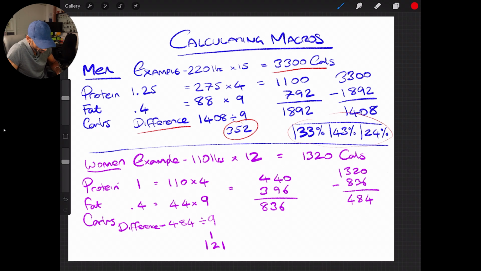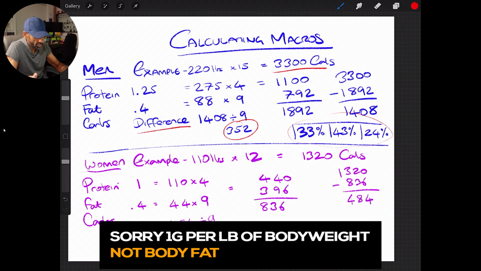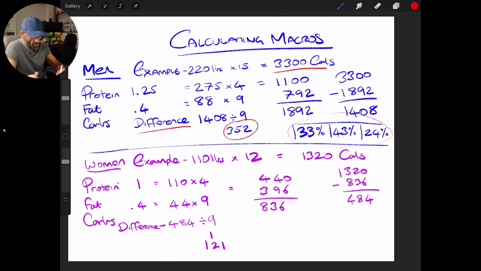So let's look at women. The women example is 110 pounds times 12. That's a general formula. It's 1,320 calories. Protein for women is 1 gram per pound of body weight, so that's times 4. Again, 4 is the calories in 1 gram of protein: 440. Fats is 0.4, 44 times 9. Again, 9 calories in 1 gram of fat: 396 calories. You add those both up and then subtract from the total calories to get your carbs, which is 484. Obviously we divide that by 9, because there are 9 calories in 1 gram of carbs, which is 121 grams. So we've got your macros there.